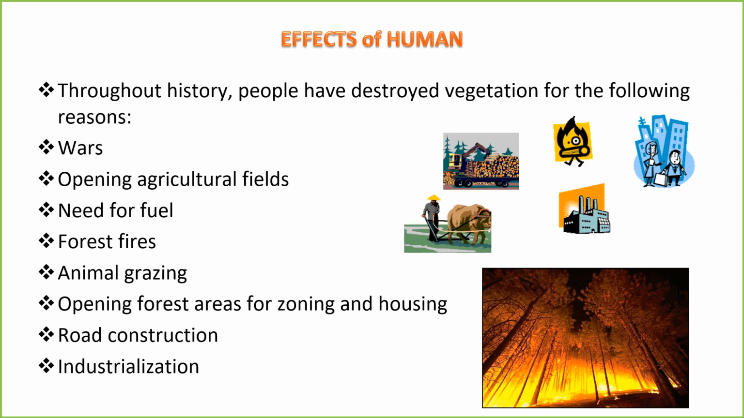8. Industrialization. The rise of industrialization has increased the demand for raw materials, leading to logging and the clearing of land for industrial purposes. Industries may also release pollutants that harm vegetation. 9. Mining. Extractive industries, such as mining, often involve clearing large areas of land. This not only removes vegetation but can also lead to habitat destruction and soil degradation.